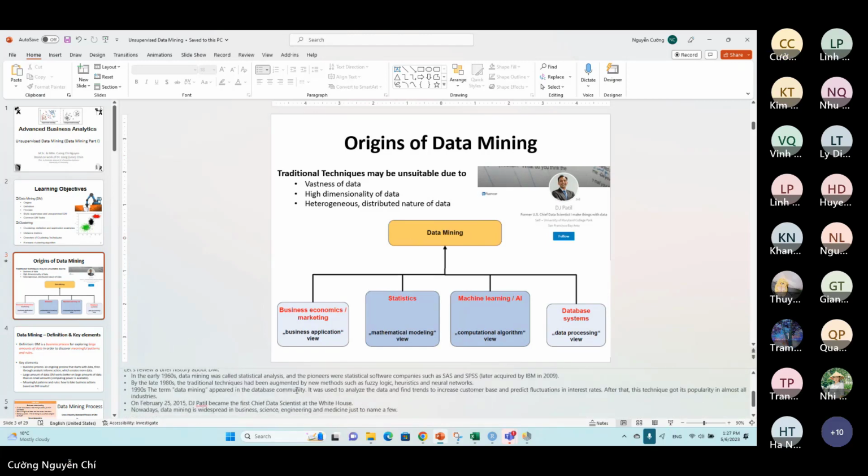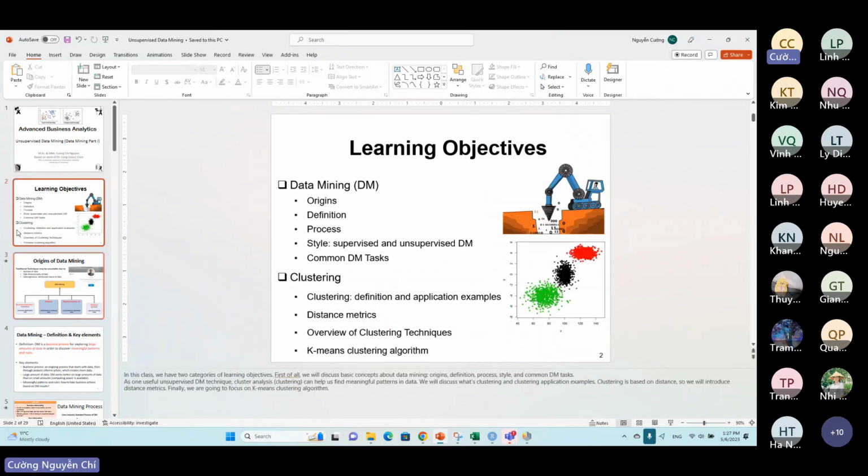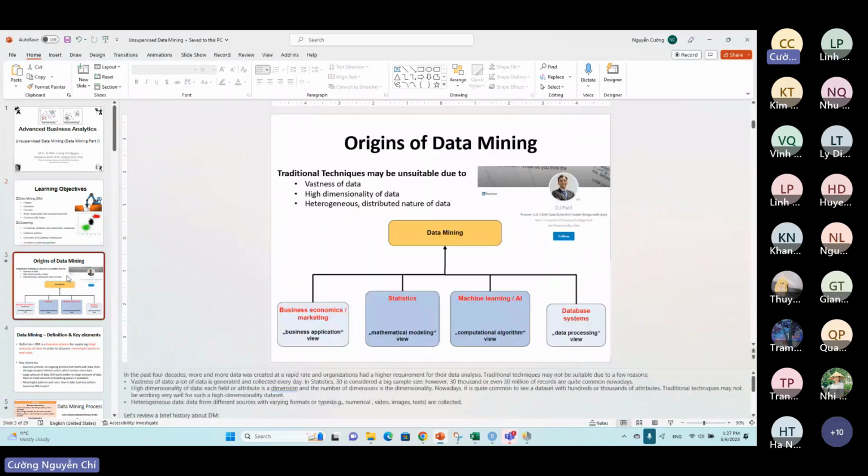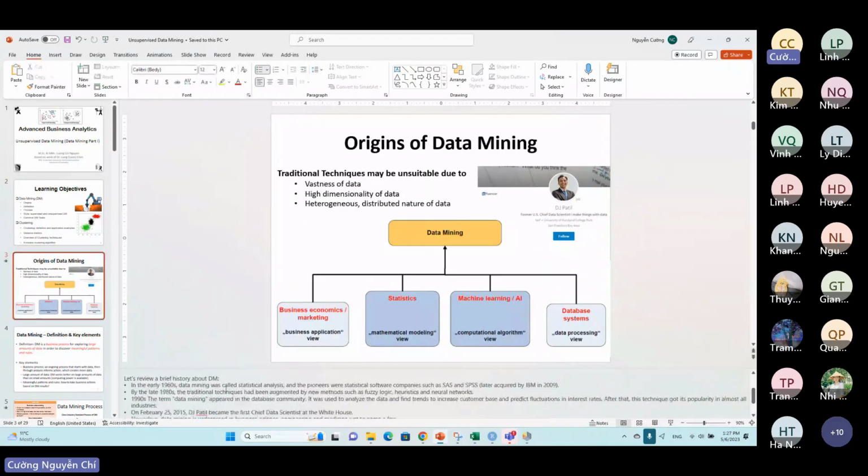So in this slide, I show you a short history of data mining. For example, back in 1960, people first had the basic idea about data mining based on statistical analysis. And then in the 1980s, people thought about something called neural networks.